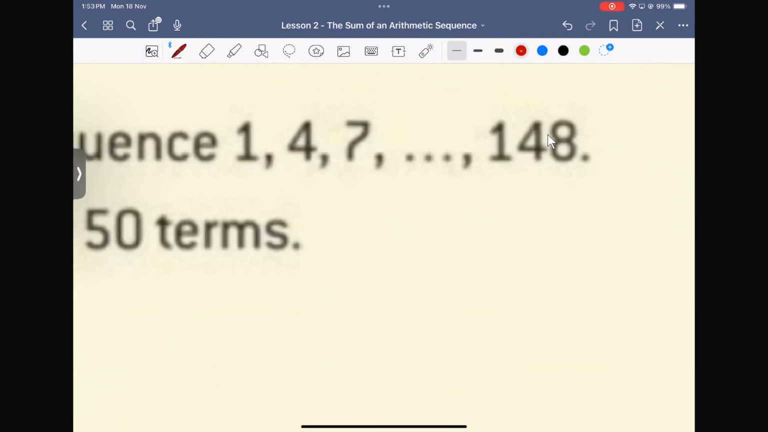What is the common difference? Plus 3. And then what is the formula for Un? 1 plus n minus 1 times 3.